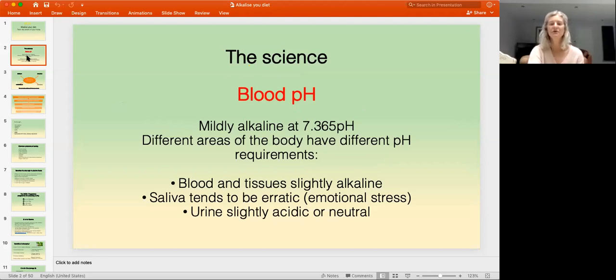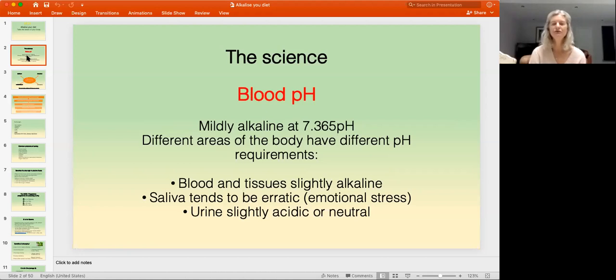And different areas of the body have different pH, acid alkaline requirements. So our blood and our tissues are slightly alkaline. Our saliva tends to be a bit erratic because it's affected by our emotional stress. And our urine is slightly acidic or neutral. And this is why when I have people who want to buy the pH strips to test their acid alkaline balance in a morning, I often say that the best way to do it is with your urine. And that's mainly because the saliva is generally, like I said, a little bit erratic.